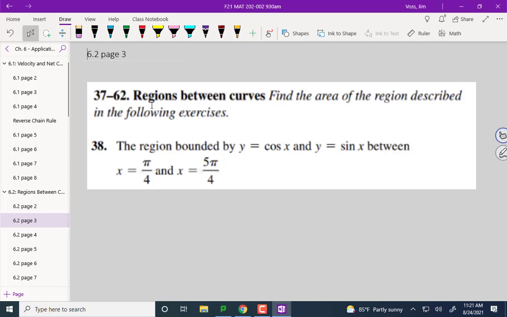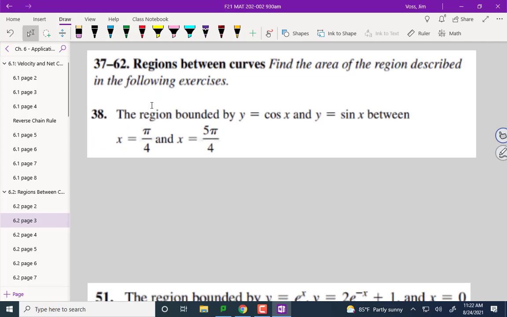Okay, so regions define the area between these two. I'll let you all do it. I'll do the sketch though, just to make sure that you're not going down a rabbit hole. So let's do the sketch together and then I'll let you all work on it.